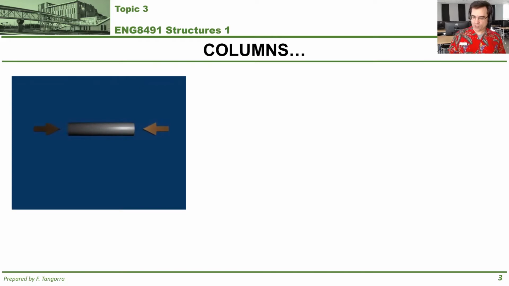For the most part, what are columns? Columns are those elements that are expected to behave in compression. I'm showing here an example of what I mean by compression. It's that kind of force that's causing whatever structural element you're looking at to become shorter. If you apply a force on an element and that element becomes shorter, that is compression.